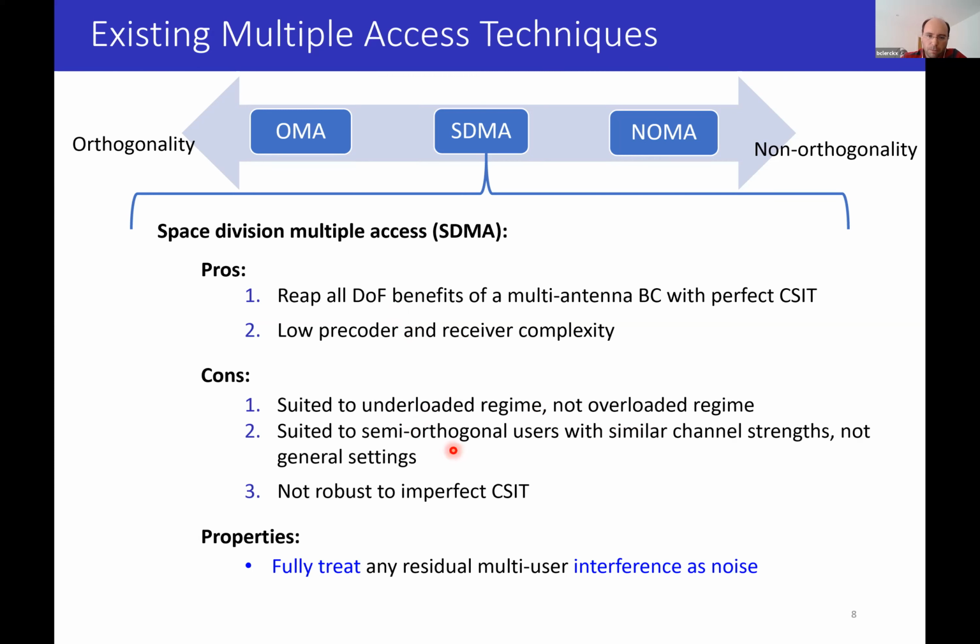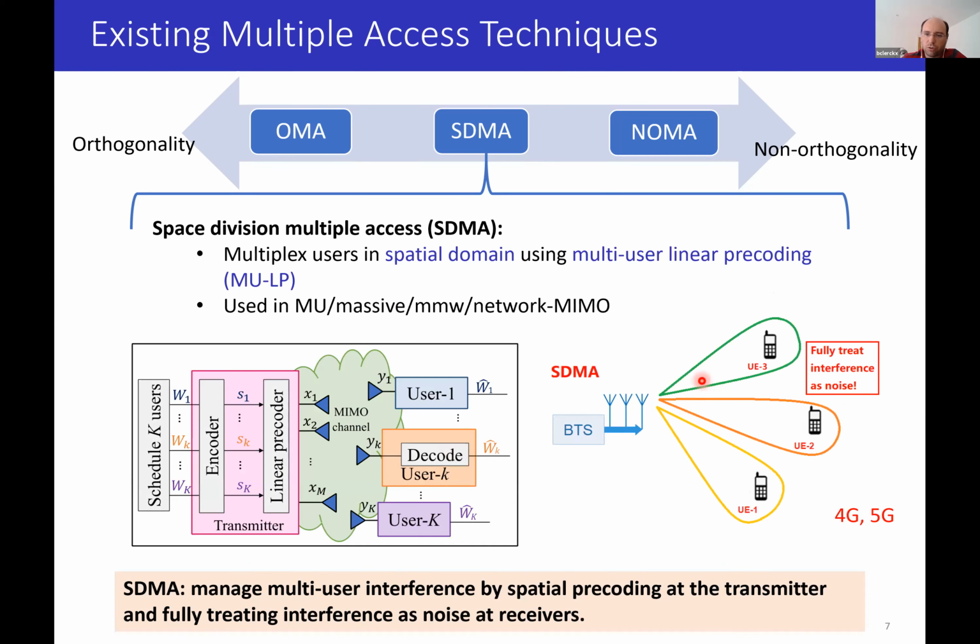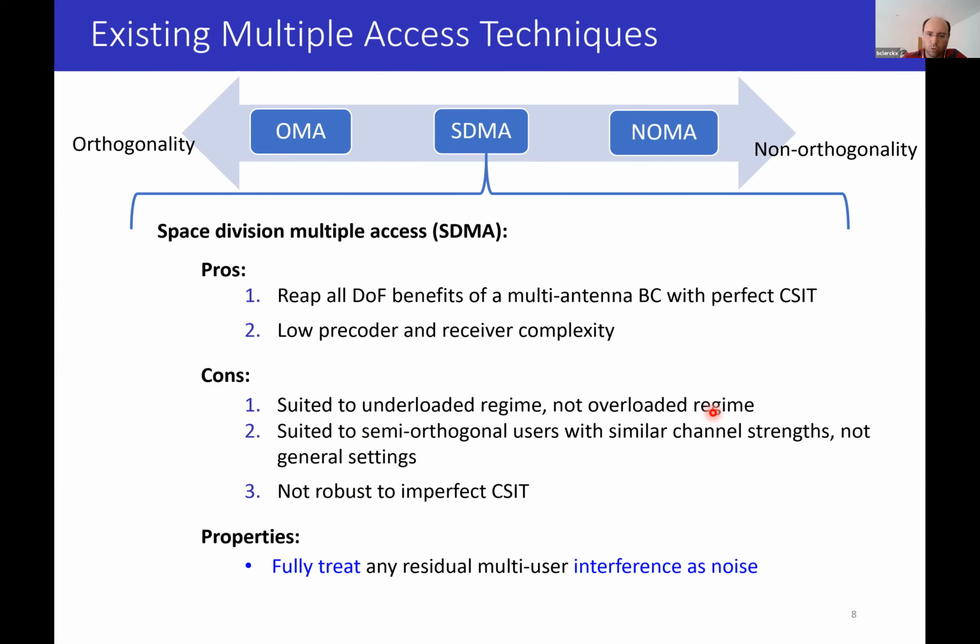It works well when the users are quite separated from each other. So if the channels for those different users are quite orthogonal, or semi-orthogonal, then this kind of strategy works really nicely. But otherwise, you can have some performance loss, especially if, for instance, the channel strength disparity between the users is quite large, and it is not robust to imperfect CSIT. So when the transmitter does not know the channels accurately, the performance drops. Again, the important property is to fully treat any residual interference as noise.